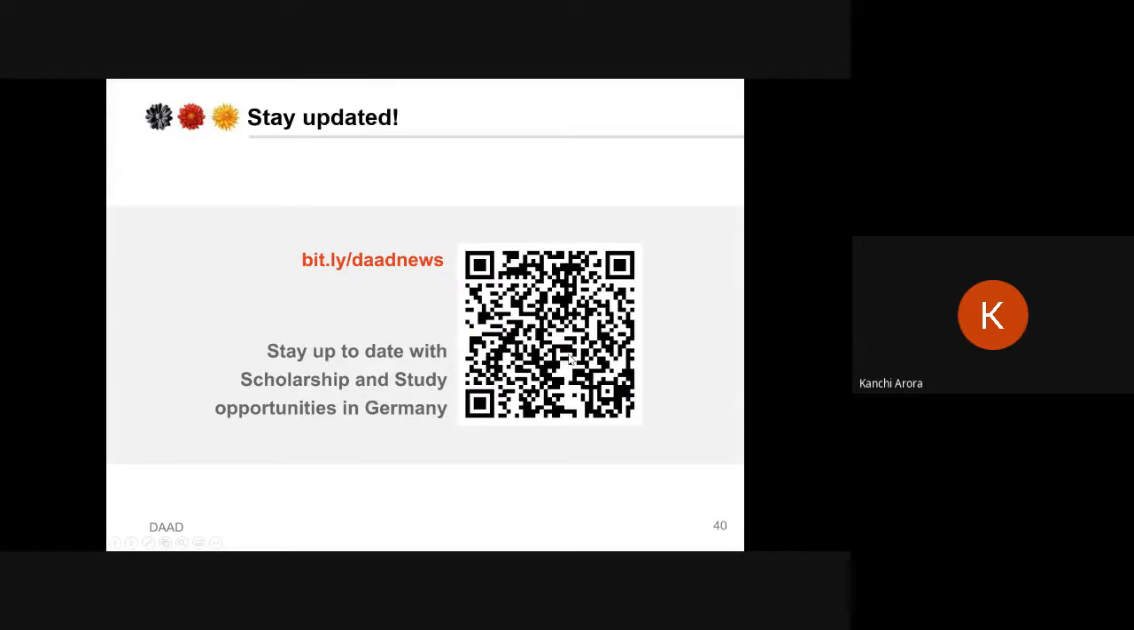If you want to know what the DAAD is up to in your region, you could always just scan the QR code and subscribe to the newsletter. The newsletter has information like when we are doing a pre-departure for the students who are going to Germany, what the new doctoral positions coming up are, what the new scholarships are, who the new scholarship holders are, the testimonials and things like that. So if you want to be updated with the DAAD, you could always just subscribe to the newsletter here.